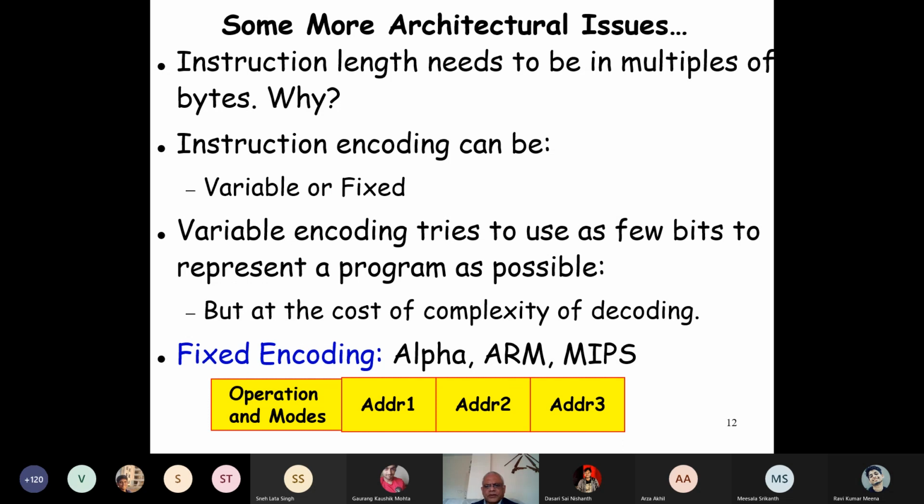So why? Can anybody answer why the instruction length is in multiples of bytes? Hello, yes, can anybody answer this question? When the program is stored in the memory, it is stored in multiples of bytes. That is why.